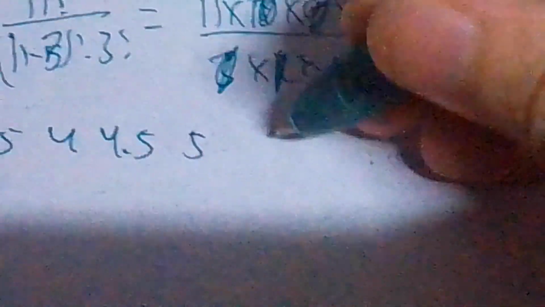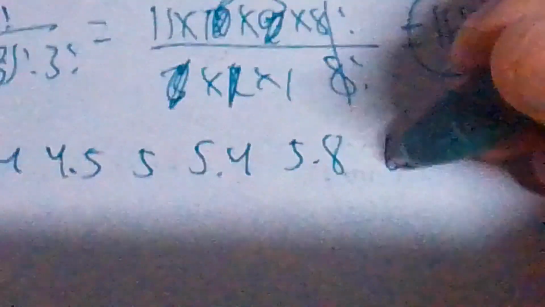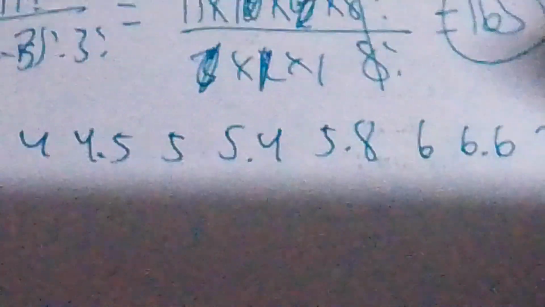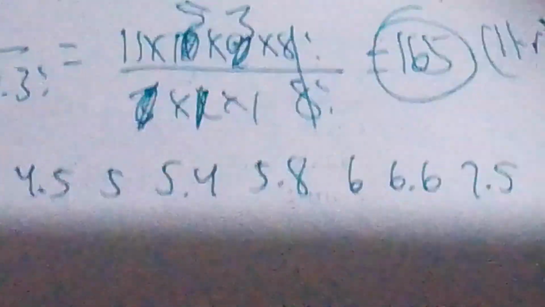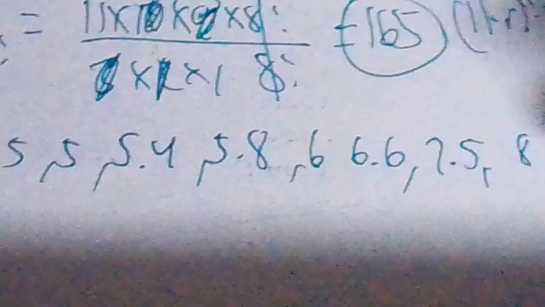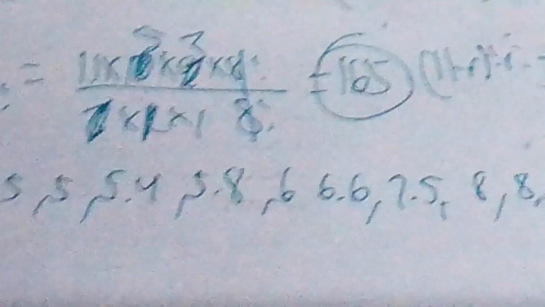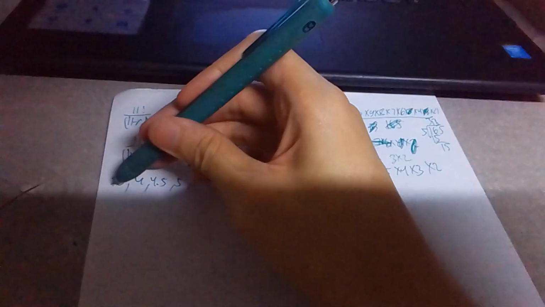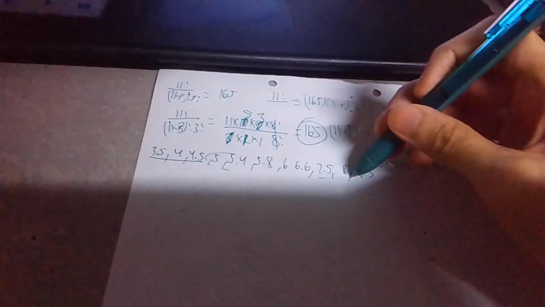4.5, 5, 5.4, 5.8, 6, 6.6, 7.5, 8, and 8.3. Tama? Yan, di ba? Now, all we have to do is to highlight. Remember, we have this, di ba? First, we highlight the 3. And then, we encircle down the, how many do we encircle? We encircled 8, di ba? So, 8 possible combinations for the first, di ba?